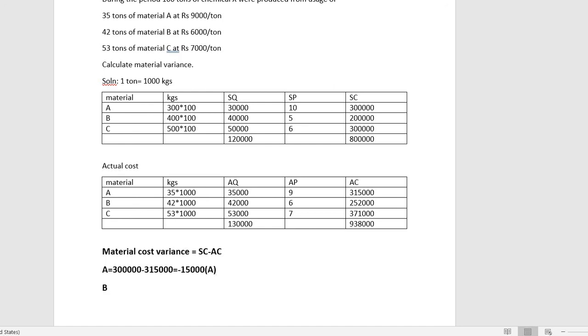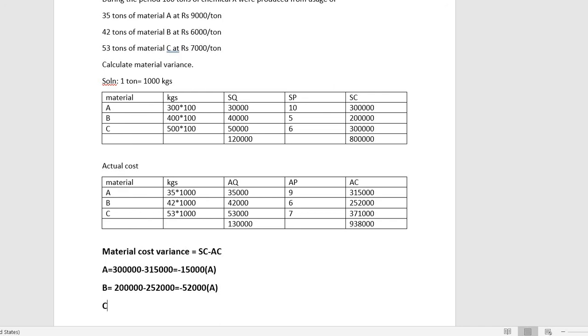Same way for material B, the standard cost of material B is 2 lakh. Actual cost of material B is 2,52,000. 2 lakh minus 2,52,000 is equal to minus 52,000. So this is also adverse variance.